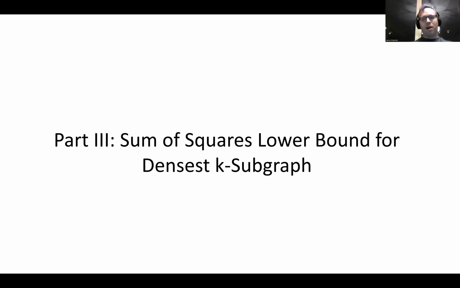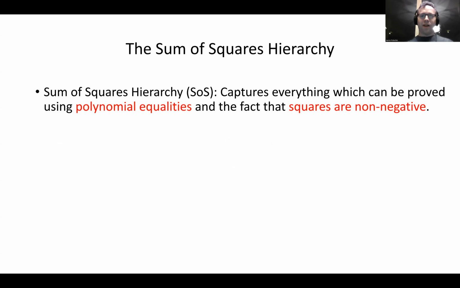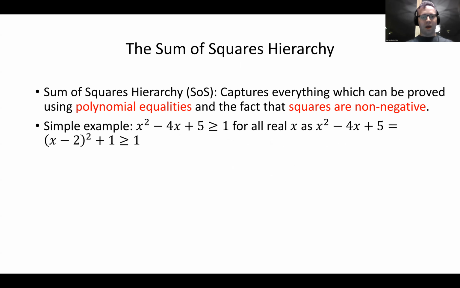Okay, so these are the main upper bounds for densest k-subgraph. I'll now describe our sum of squares lower bound for densest k-subgraph. You likely heard about the sum of squares hierarchy before, but just in case, the sum of squares hierarchy is a powerful model which captures everything which can be proved using polynomial equalities and the fact that squares are non-negative. A simple example is that x squared minus 4x plus 5 is greater than or equal to 1 for all real x. We can show this by observing that x squared minus 4x plus 5 is equal to (x minus 2) squared plus 1, which is clearly greater than or equal to 1 for all real x.